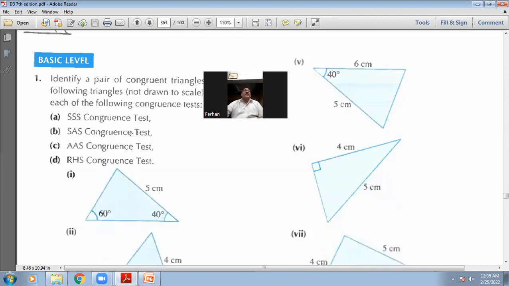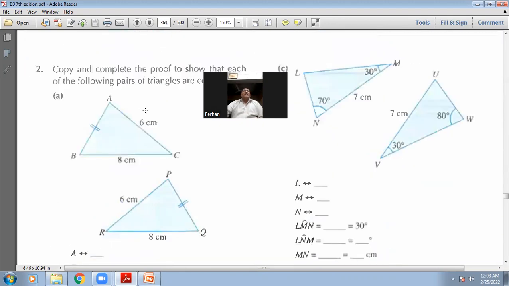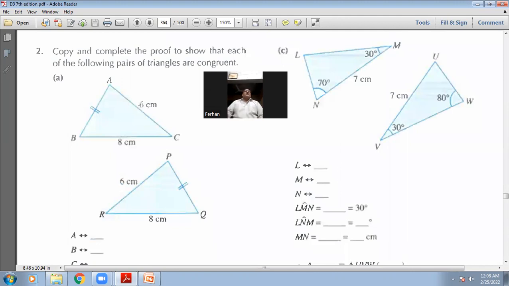Exercise 11a is showing up on your screen. Question number 1 we will do in another video. Question number 2 we will do today. Copy and complete the proof to show that each of the following pairs of triangles is congruent. Here you can see that 2 triangles are given in question number 2a.